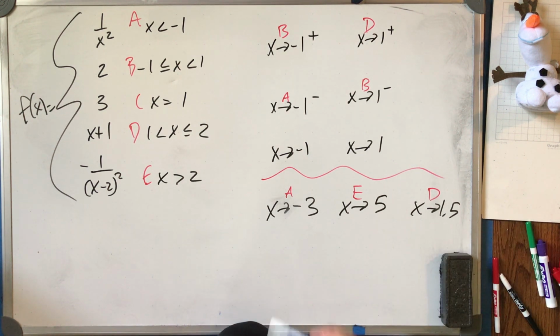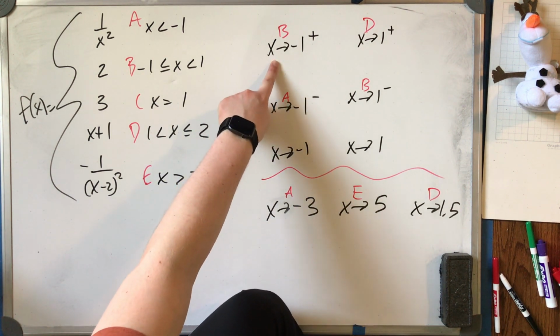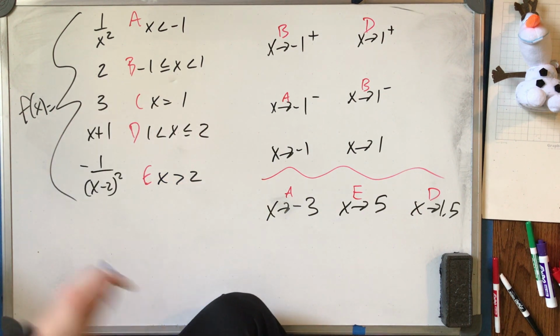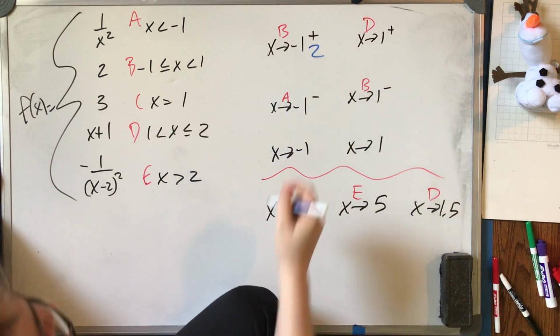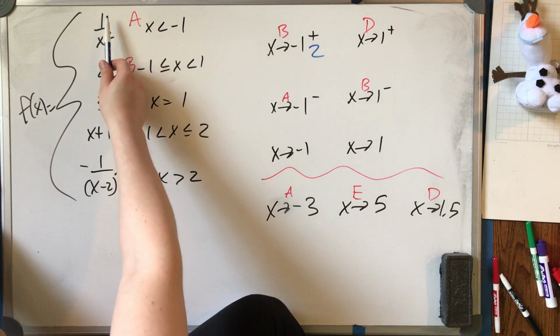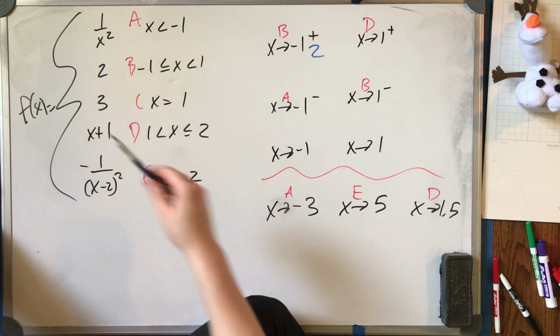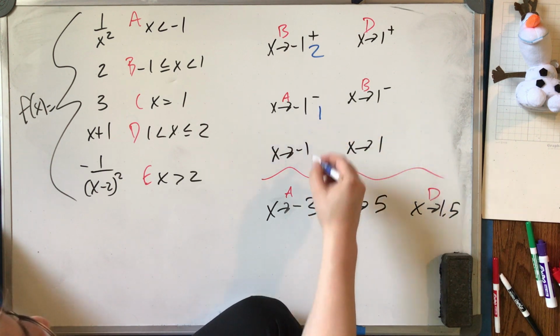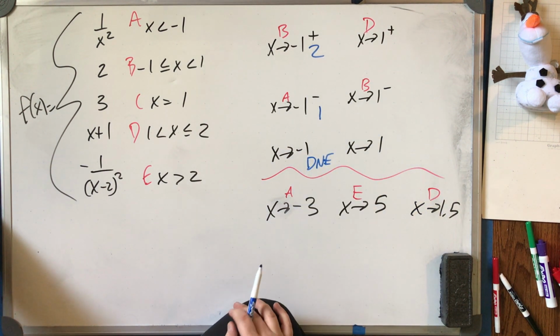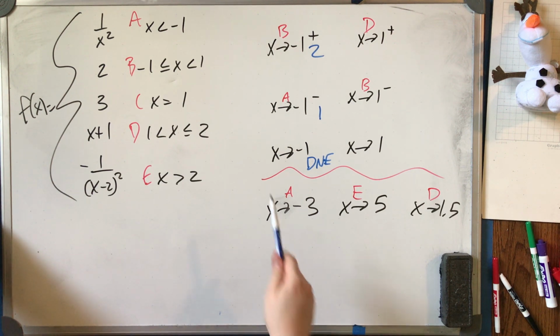So let's evaluate this. Let's look at this one right here. So B, when we're going into negative 1, that's always 2. There's nothing there, so that's just 2, easy peasy. Negative 1, when I plug it in here, I'm going to get 1 over negative 1 squared, which is just 1. So this should equal 1.